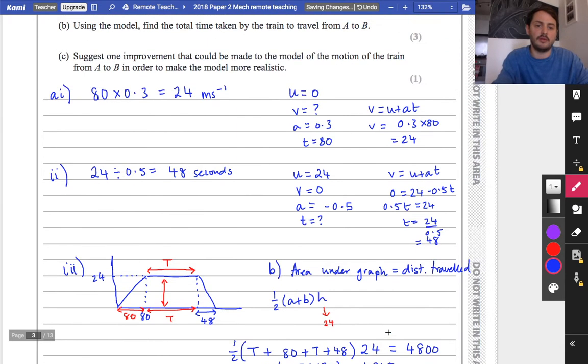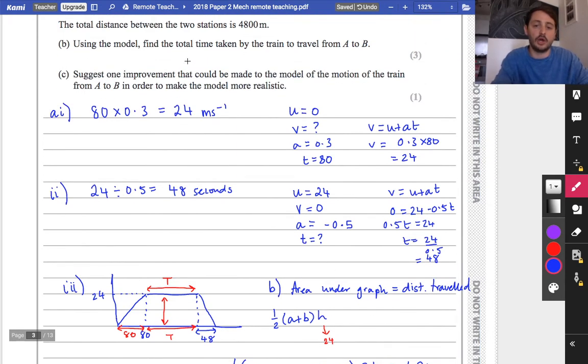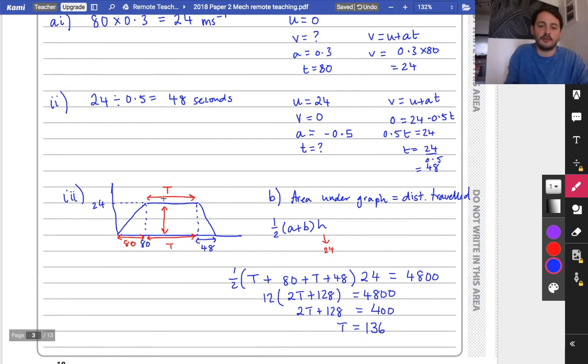Let's actually see what the question was asking. Use the model, find the total time taken by the train to travel from A to B. Well, we've worked out that this section is 136, but that's not what it asked for. It didn't say how long does it have constant velocity. It wants to know the total time. So the total time is going to be 80, the beginning bit, plus 136 plus 48, which is 264 seconds.